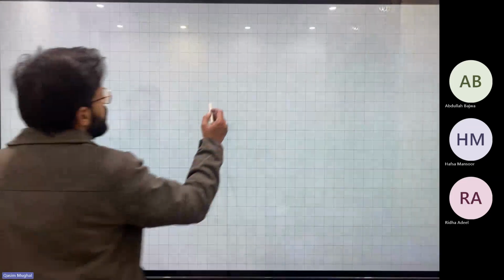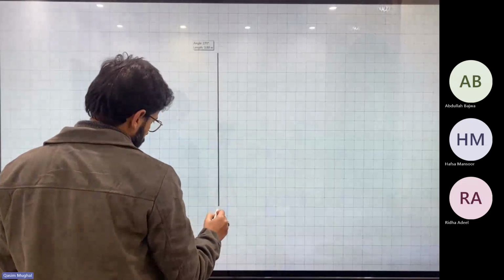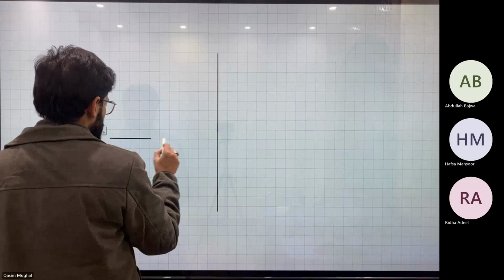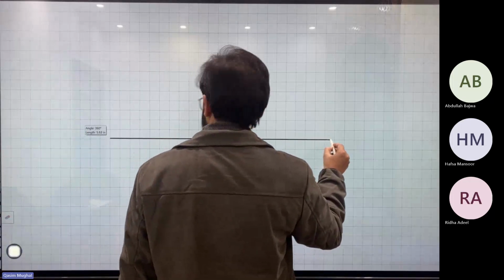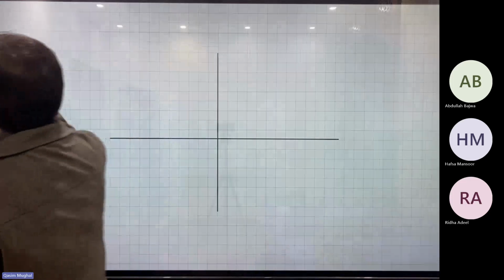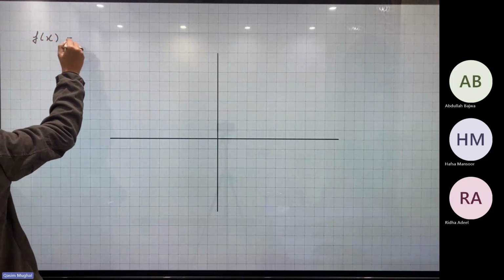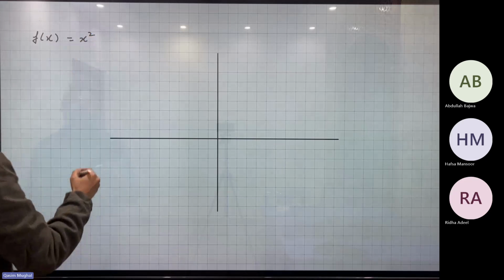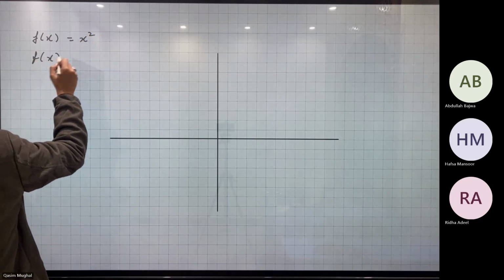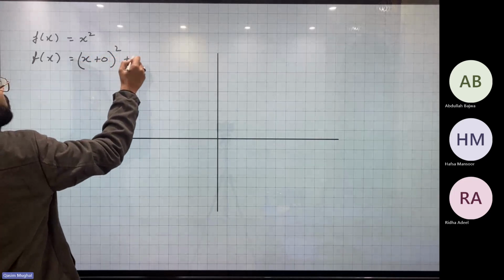The way we started off yesterday, can you draw the graph of x squared? The very basic simple graph of a quadratic. So let's suppose the function is x squared. Remember, we can write down this function as f of x equals x squared. There's nothing being added or subtracted inside the function and there's nothing outside.